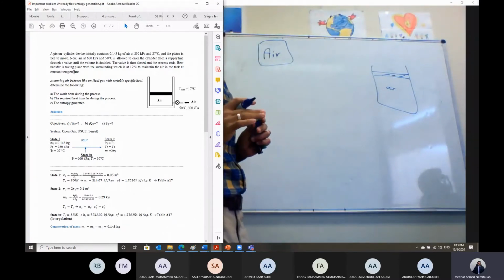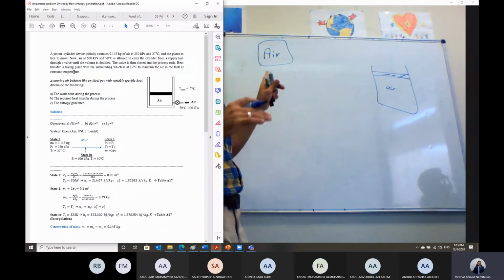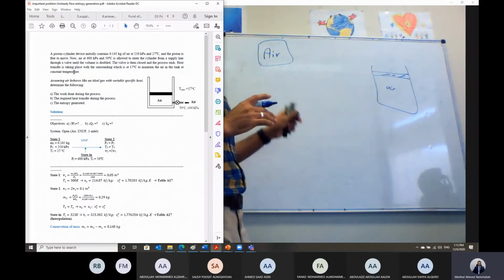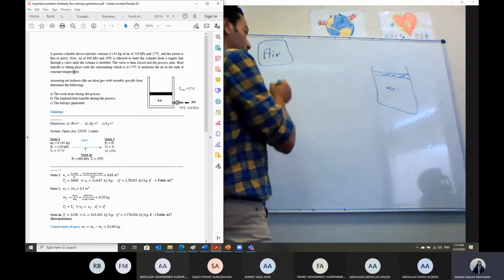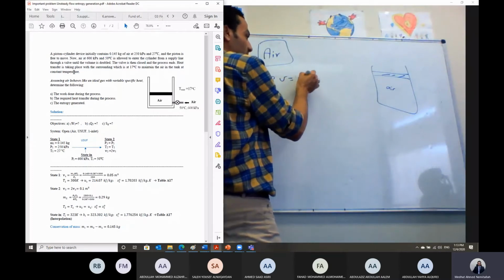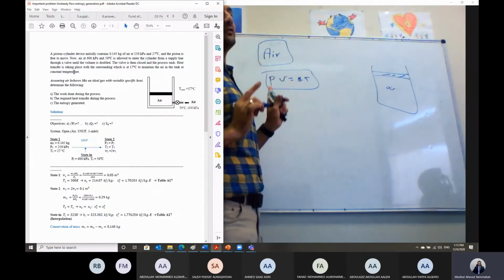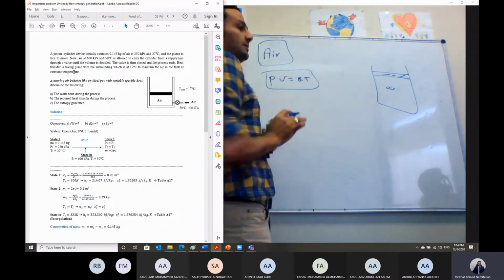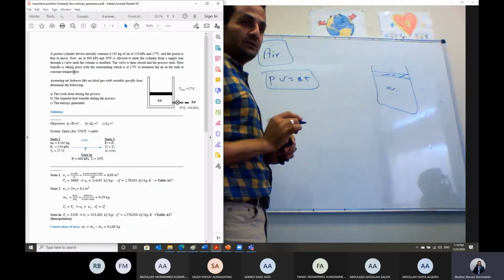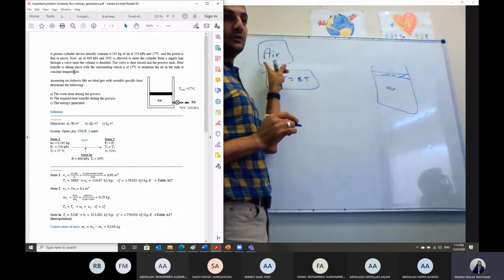Before proceeding with any problem, I will just say this is air, this is steam, this is refrigerant. I will remind myself, if I have to use steam or refrigerant, I cannot touch the equation PV is equal to RT. This is only in case of gas. In case of gas like air, okay, you can just use this equation. But steam or refrigerant, just write down the working fluid first.